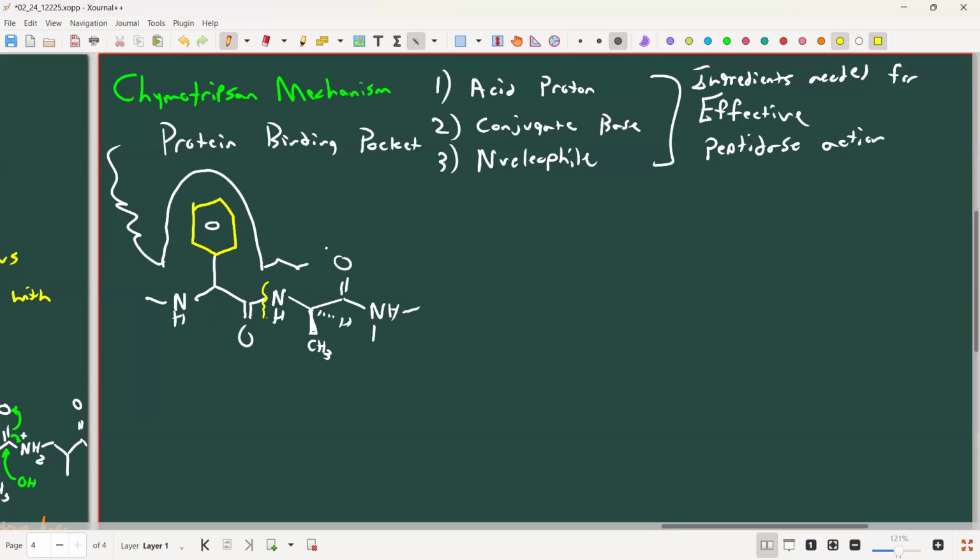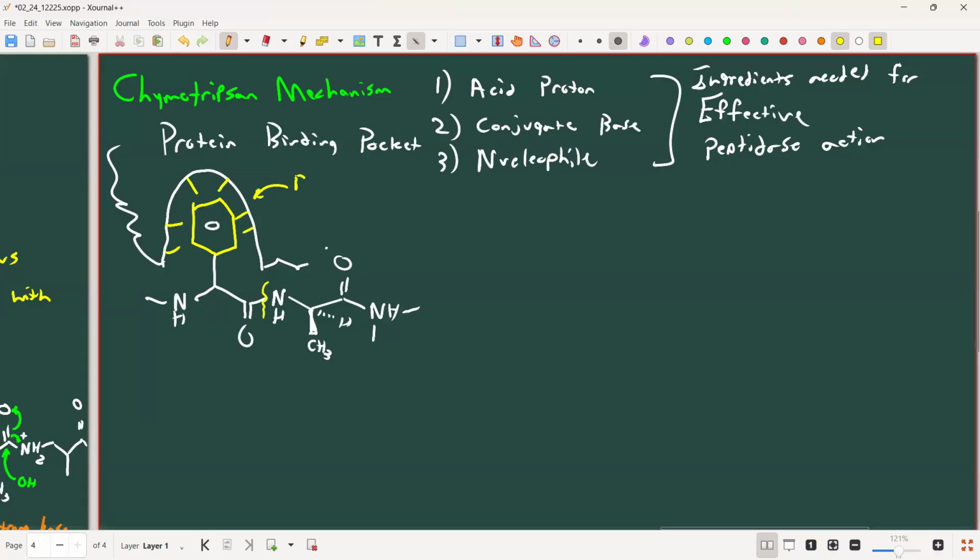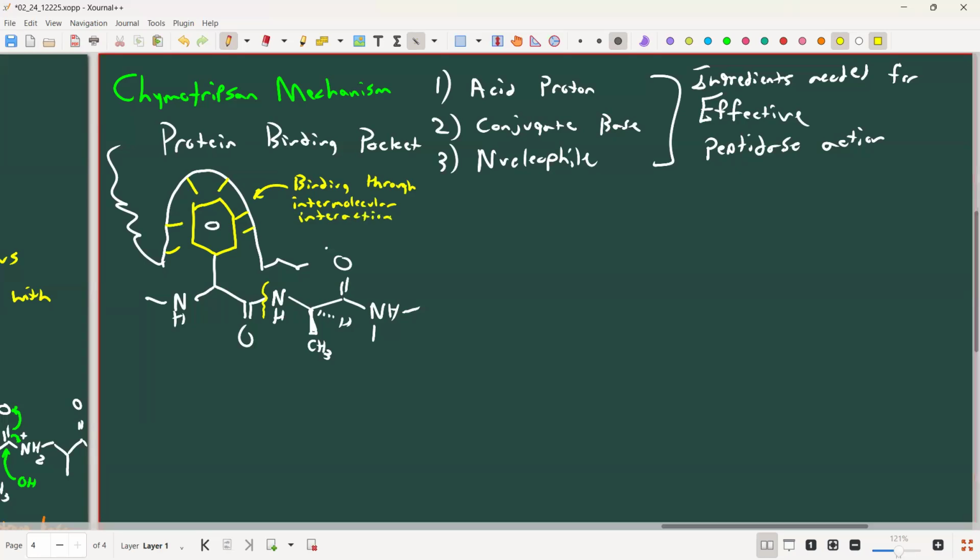So what's happened is that we have these nice dispersive interactions between this pocket. I don't remember exactly, I think there's an aspartic acid in here and stuff, but there are different pocket residues, different amino acids that lock in. So we get some binding through intermolecular interactions. And that locks the molecule into place. And the protein loops back around.